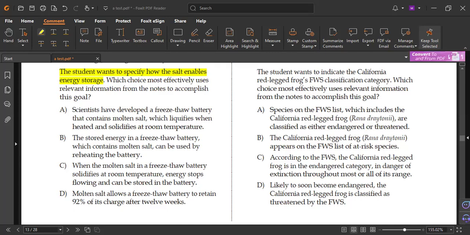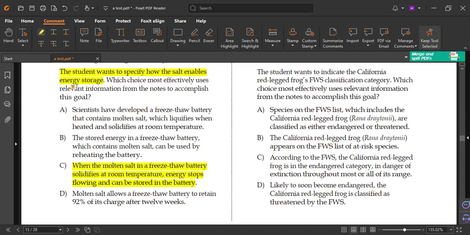Is it D? It can be D, but letter D focuses on how much charge the freeze salt battery retains. But the question says we need to know how the salt in the battery enables energy. So we always focus on what the question needs. How the salt enables, in letter C, as I mentioned, when the molten salt in a freeze salt battery solidifies and becomes hard at room temperature, energy stops flowing, and if it stops flowing, it can be stored in the battery.